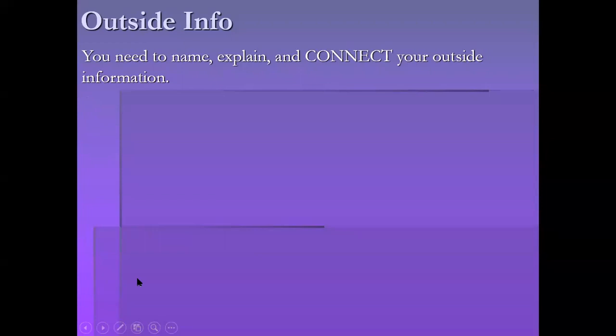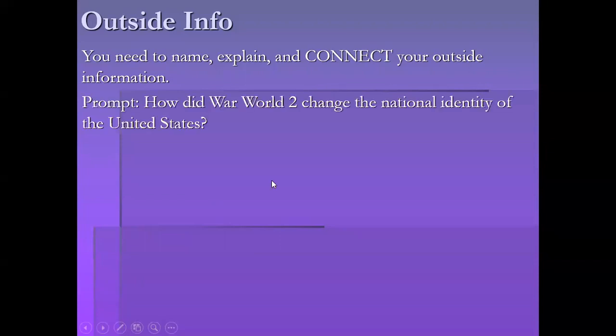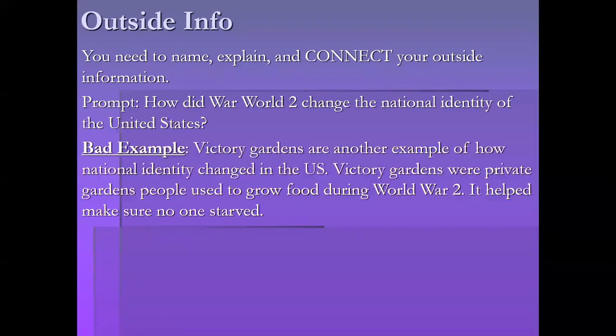So for your outside information, you should think that you have a checklist of 3 things. You need to name, explain, and connect your outside information. Now, most of you guys are really good at naming and explaining, but connecting is the part that you need to work on. So if you look really quickly, here was the prompt: how did World War II change the national identity of the United States?